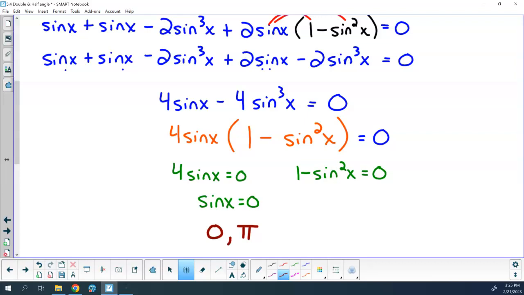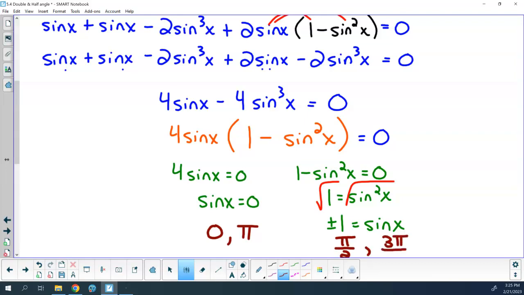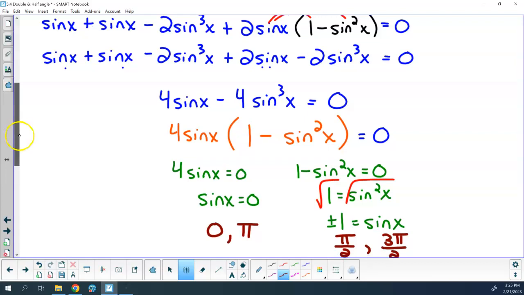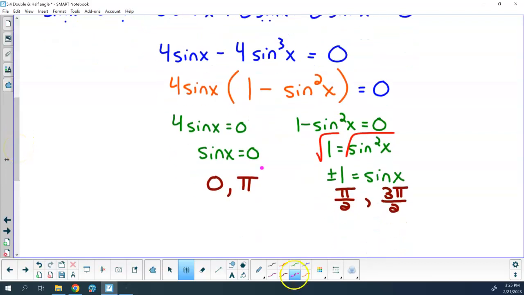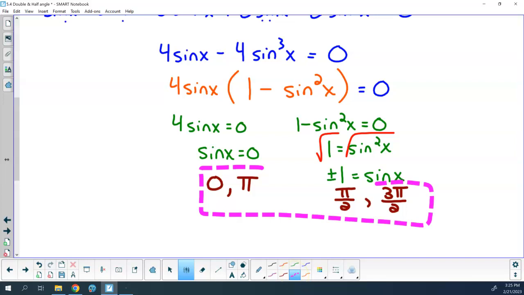Okay, all right. This one then is 1 equals sine squared of x, square root, plus and minus 1 is sine. So sine is positive 1 at pi over 2. It's negative 1 at 3 pi over 2. So those 4 are the answers to number 5.